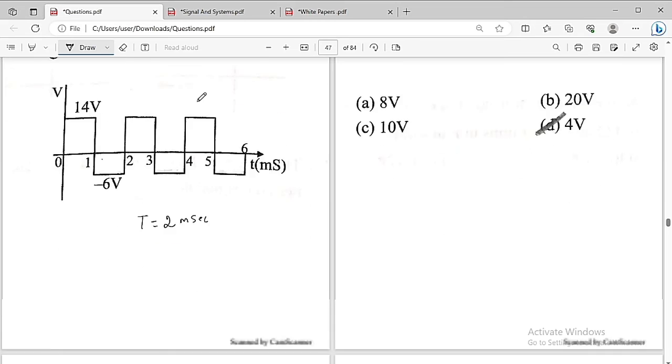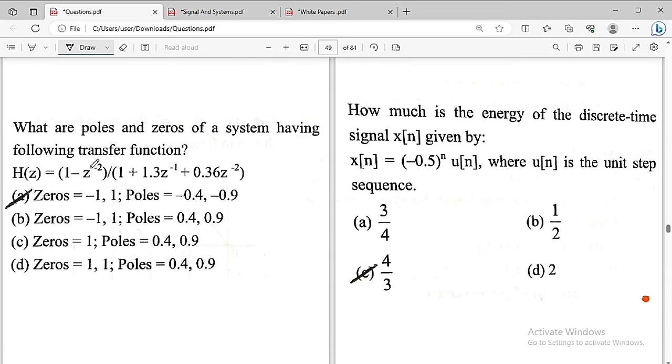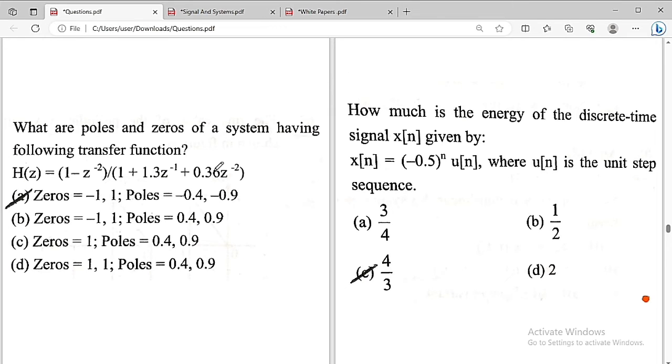Now we are going to solve another question. See the question here. What are the poles and zeros of a system having the following transfer function? Basically they have given a system transfer function and they are asking what are the poles as well as zeros for this transfer function.